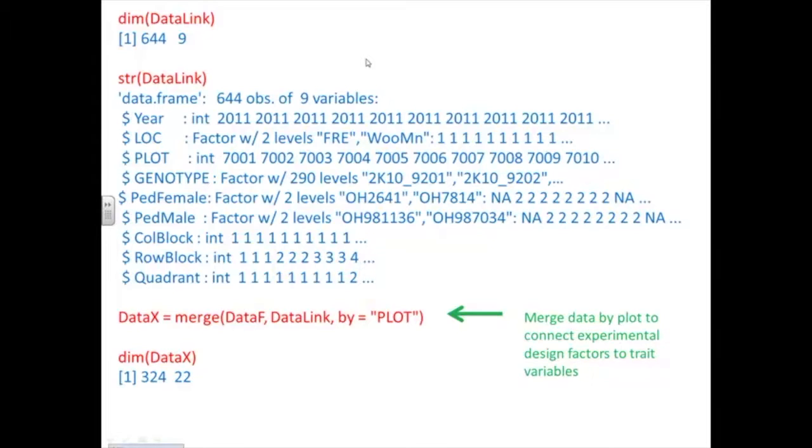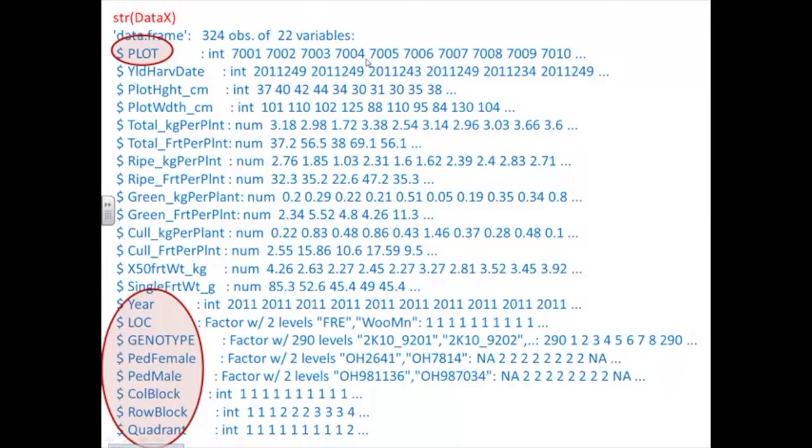This is what we expect. So all we've done is merged two files. All right? So we're connecting our data to our experimental design. And this is what the new data looks like. Okay? So plot occurs just once there. That's what we merged by. We have our experimental design factors down here, and some of them are being treated as integers, so we're going to have to tell R to do something about that. Minor problem.